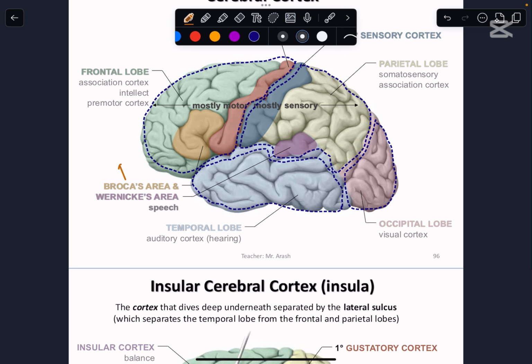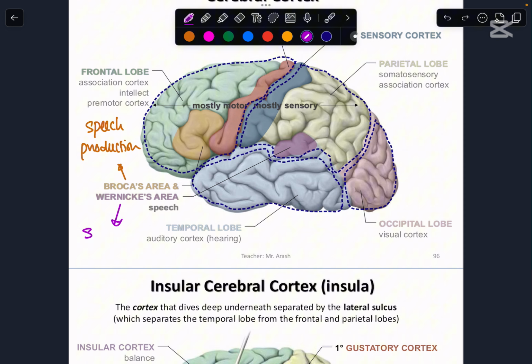This one's job is to carry what we call speech production. Whereas this one, the Wernicke's area, which is right here, as you can see, its job is speech comprehension.